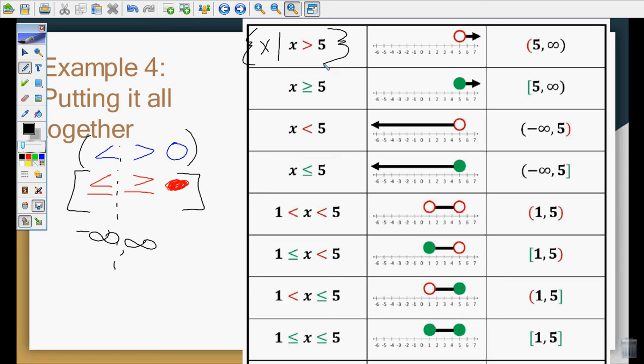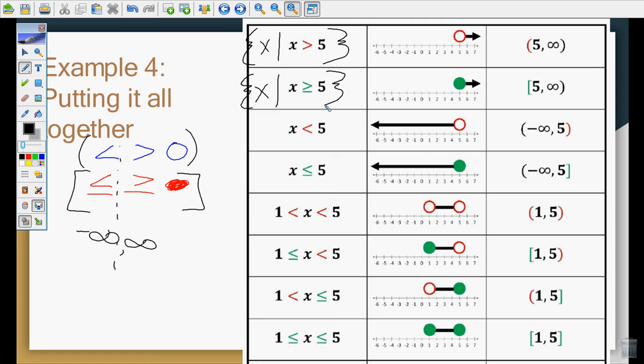So let's try another one. Here, I have x is greater than or equal to 5. I want to turn it into set builder notation. So what do I do? Add braces, x such that, braces. Boom, that was so hard to turn into set notation. That's a lot of work. You should think about it.